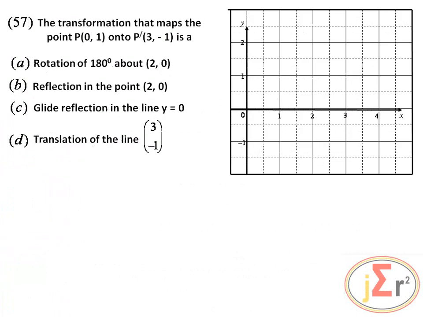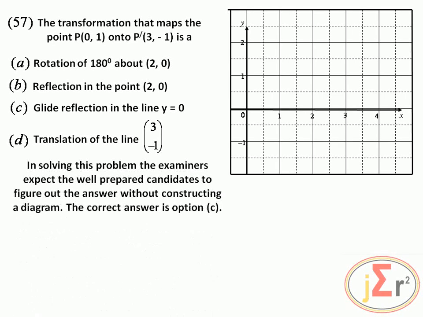The transformation that maps the point P(0, 1) onto its image P prime (3, -1) is a rotation of 180 degrees about (2, 0). Well, let's see. In solving this problem, the examiners expect the well-prepared candidates to figure out the answer without constructing a diagram. So if the student is well prepared, the candidate will be able to just look at it and figure out the correct answer. And of course the correct answer is option C.